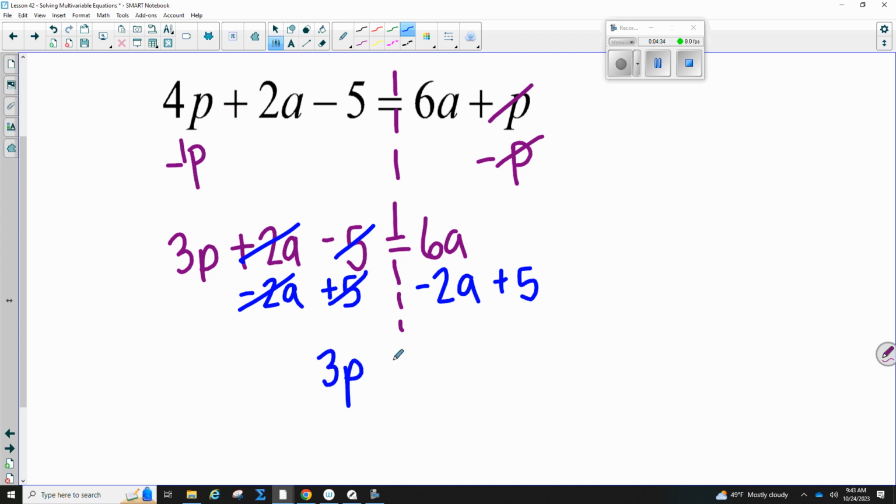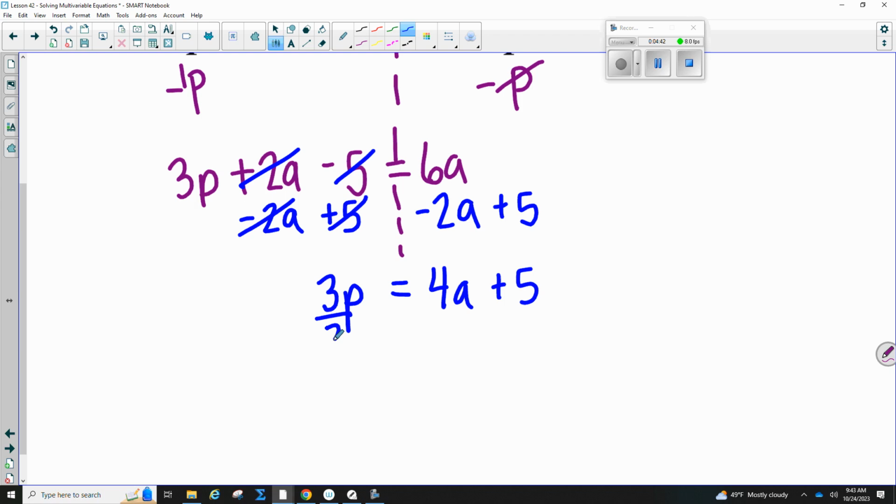Right here, 6a minus 2a is 4a, and then we still have that plus 5. All right, and then we're going to divide by 3, and I guess I'll just divide each piece since that's how I've been doing it. All right, so p equals 4/3 a. I like to pull the fraction out in front of the variable like that, plus 5/3.